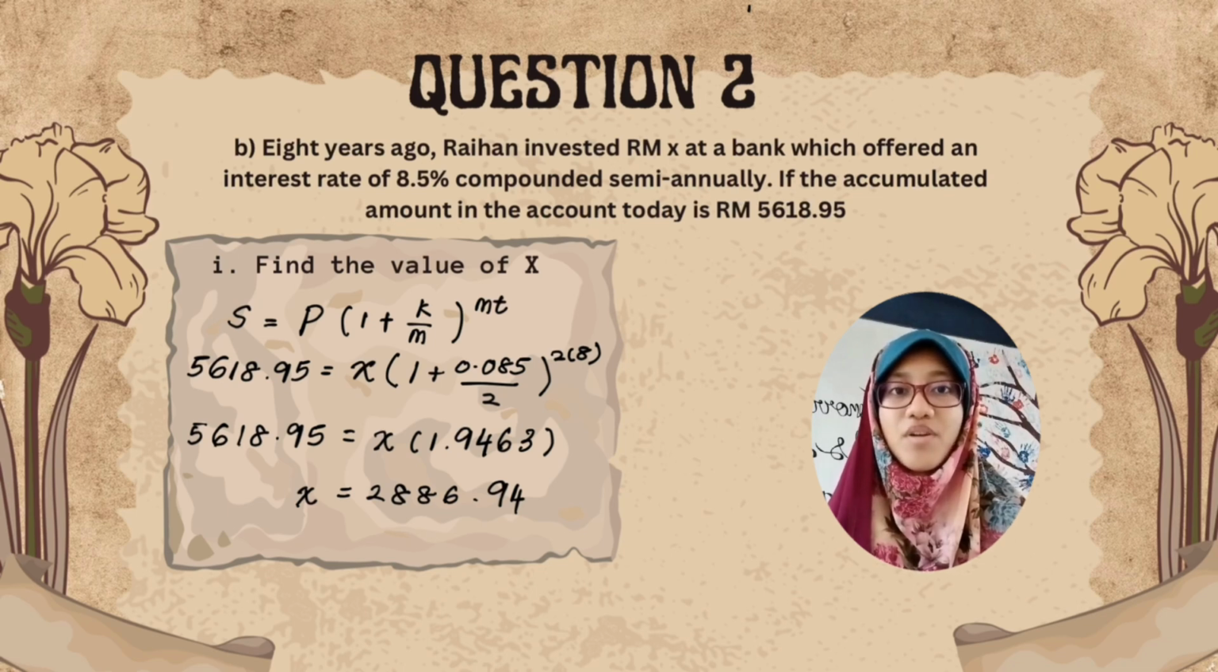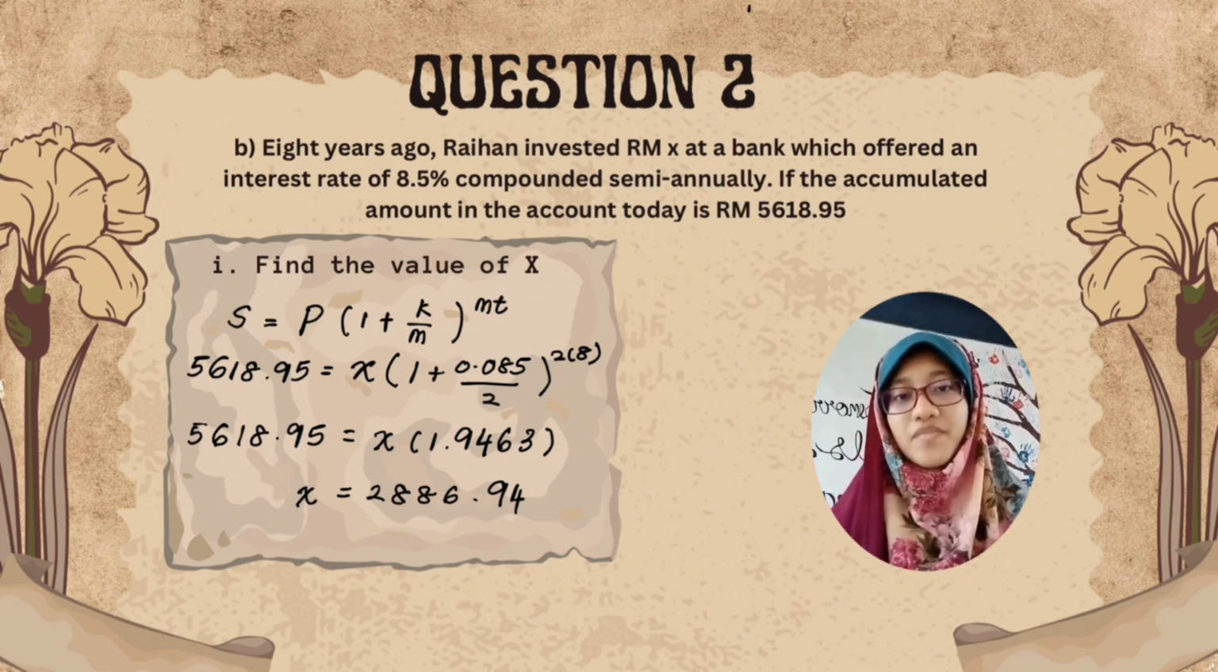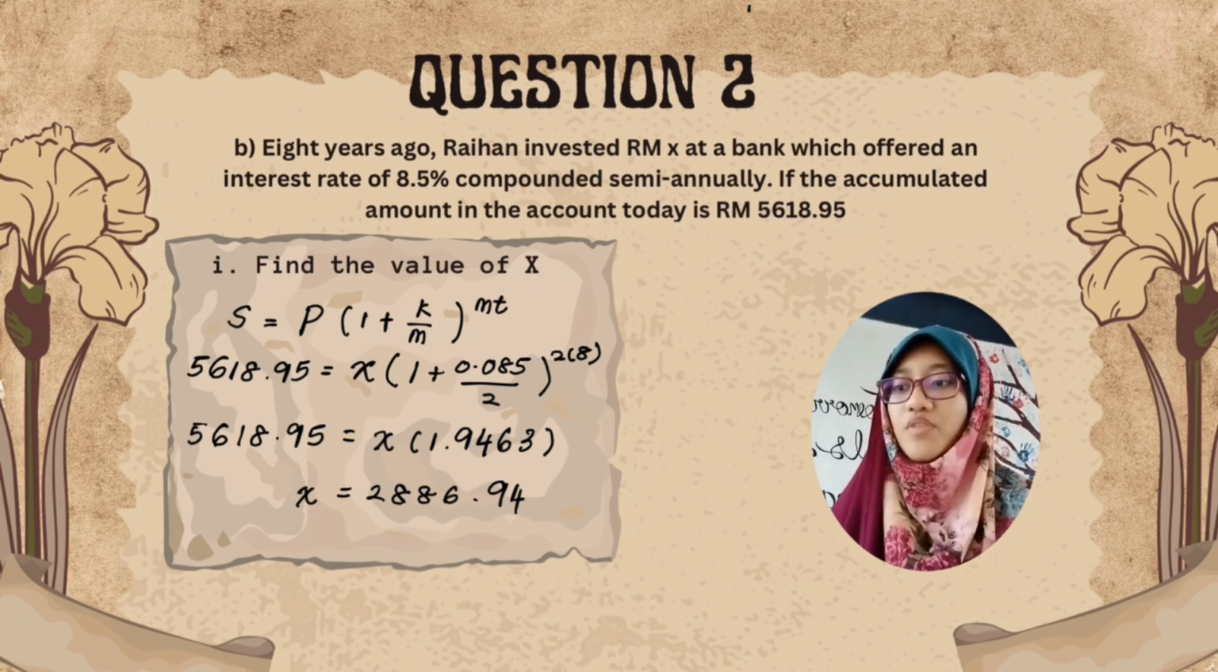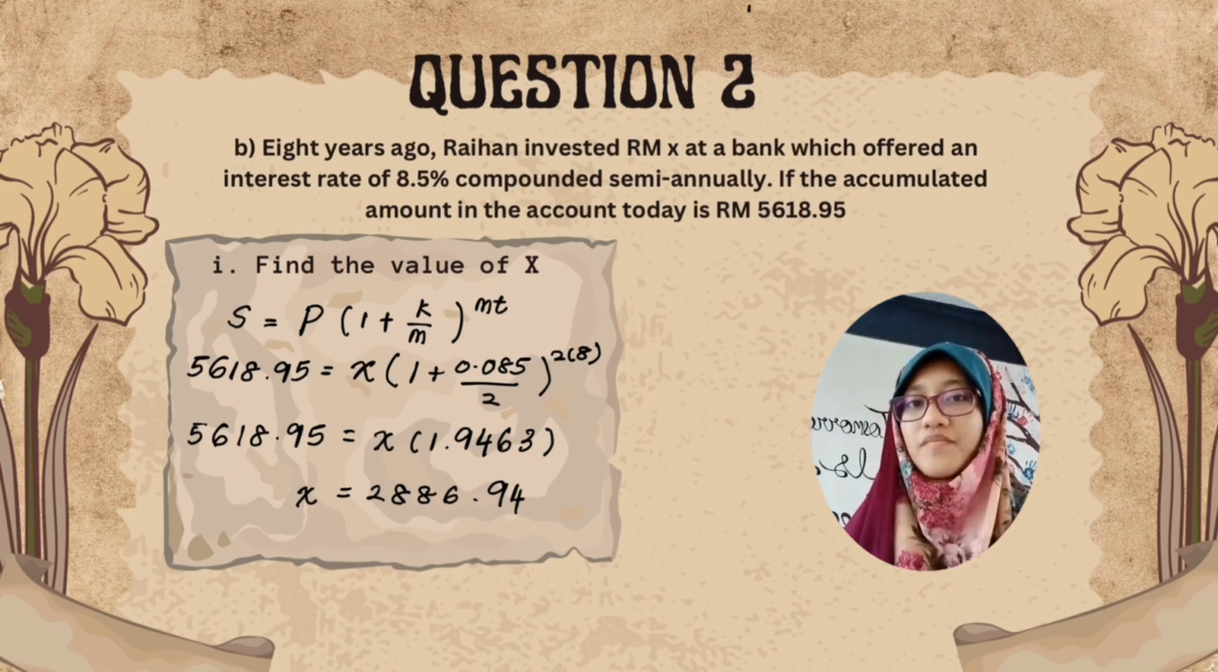For question 2B, they didn't give us the amount of investment, which is P, but they did give us the accumulated amount 5,618.95. So we need to find the value of P. To find the amount, we need to use the formula S equal to P bracket 1 plus i power of n. 5,618.95 equal to P bracket 1 plus 0.085 divided by 2 power of 16. P will be 2,186.94.